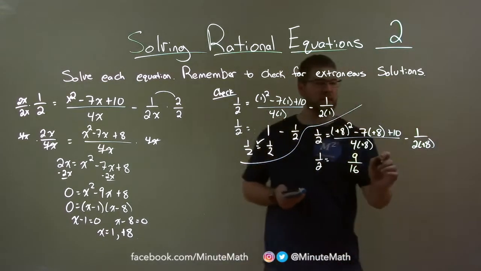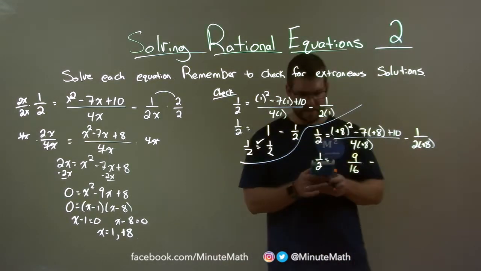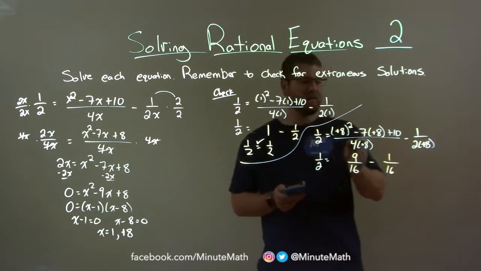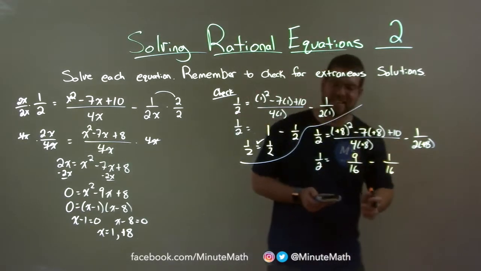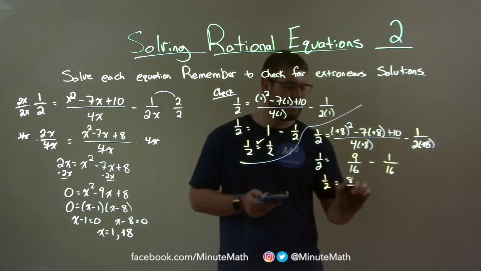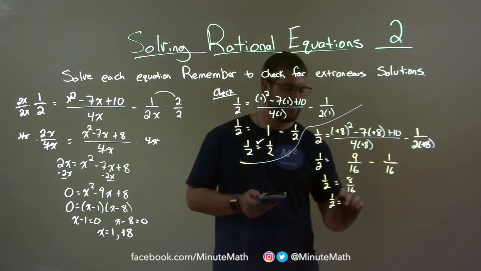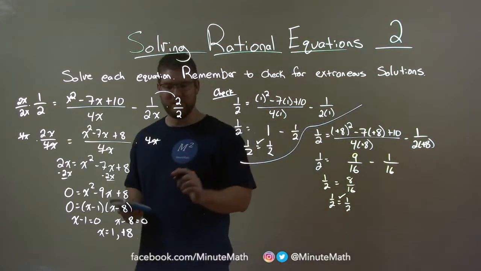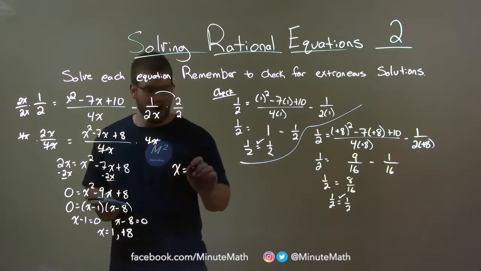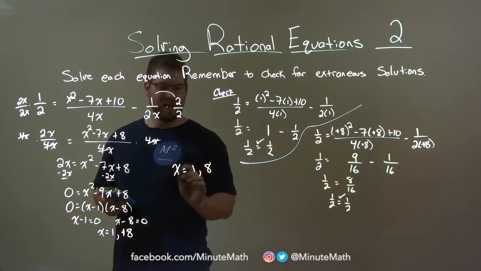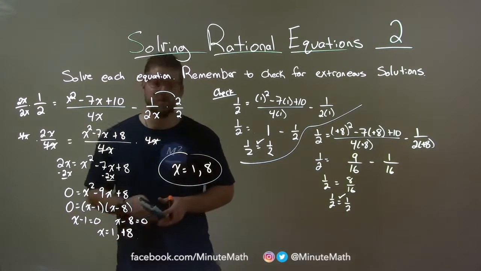Minus, well, that's 1/16, right? Makes sense. So you have a positive here, that's a 1/16, 2 times 8, 16. 9/16 minus 1/16 is an 8/16, right? Which is a 1/2. So 1/2 equals 8/16. 1/2 equals 1/2. Bear with me here. Left and right hand side are equal, meaning both of these are true solutions. But hey, always a good learning experience, right? Positive 1 and positive 8. Those are two true solutions.